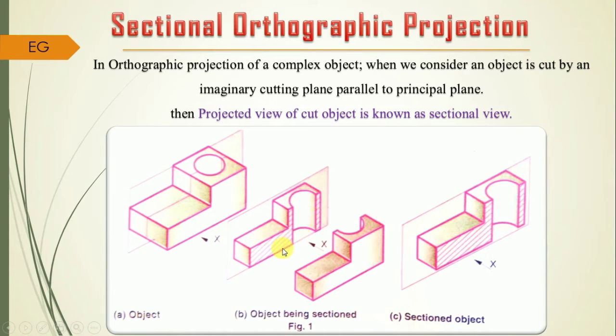Now for this remaining portion we take its projection on the respective projection plane. Then you get this kind of front view if you look in the direction of arrowhead X. That cut portion you have to show by means of hatching lines. They represent that the object is cut centrally by the cutting plane, and the respective view is called your sectional view. So this is the concept of sectional orthographic projection.